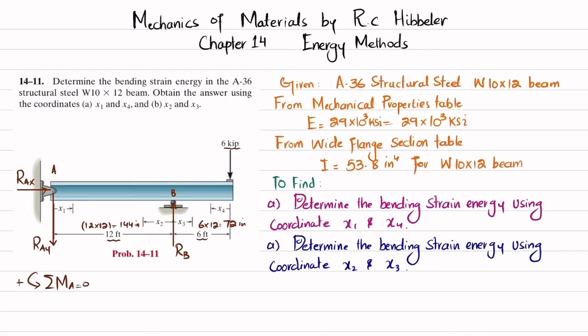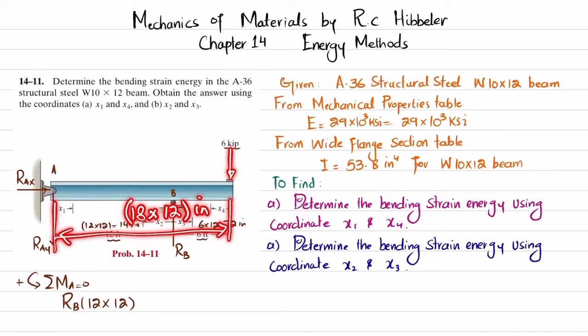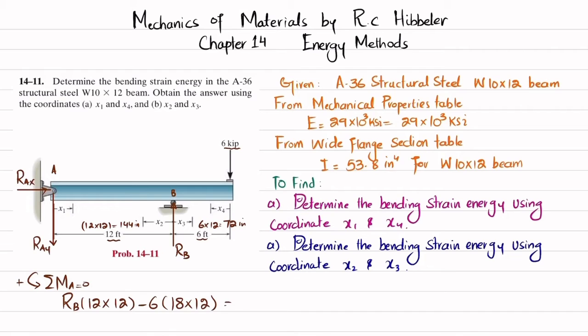Okay, so the sum of all moments about point A is equal to 0. The first moment will be RB into the perpendicular distance, and this is producing a counterclockwise moment, so it will be positive. So I will write RB multiplied by 12 multiplied by 12. Clear? The second moment is due to this 6 kips load, and the perpendicular distance is 18 feet. So I will write 18 multiplied by 12, converted into inches, and this is producing a clockwise moment, so it will be negative. So I will write minus 6 multiplied by 18 multiplied by 12 is equal to 0.